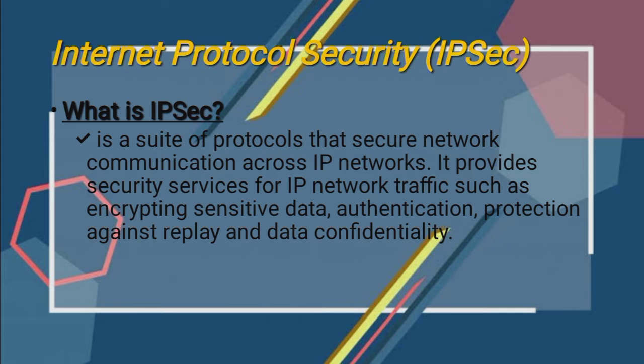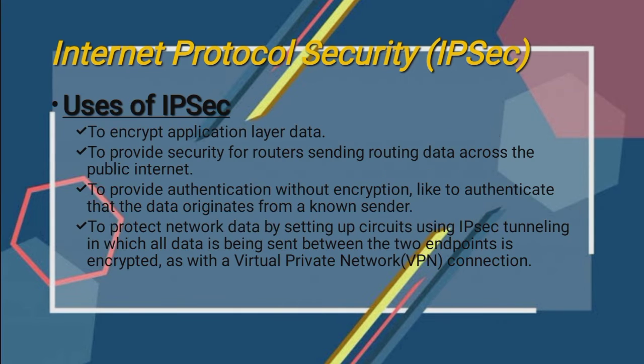It provides security services for IP network traffic such as encrypting sensitive data, authentication, protection against replay, and data confidentiality. What are the uses of IPSec? First, to encrypt application layer data. Second, to provide security for routers sending routing data across the public internet. Third, to provide authentication without encryption, like to authenticate that the data originates from a known sender.